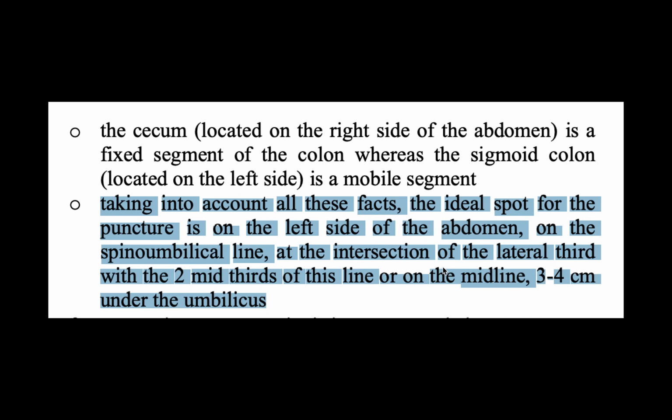The posterior side of the straight abdominal muscle contains the lower epigastric artery, which is anastomosed with the internal mammary artery. The cecum located on the right side of the abdomen is a fixed segment of the colon, where the sigmoid colon located on the left side is a mobile segment. Taking into account all these facts, the ideal spot for the puncture is on the left side of the abdomen on the spino-umbilical line at the intersection of the lateral third with the two mid-thirds of this line, or the midline 3 to 4 centimeters under the umbilicus. So this particular document references the midline, but it makes clear that the right-hand side is to be avoided, and the ideal puncture spot is on the left-hand side of the abdomen.